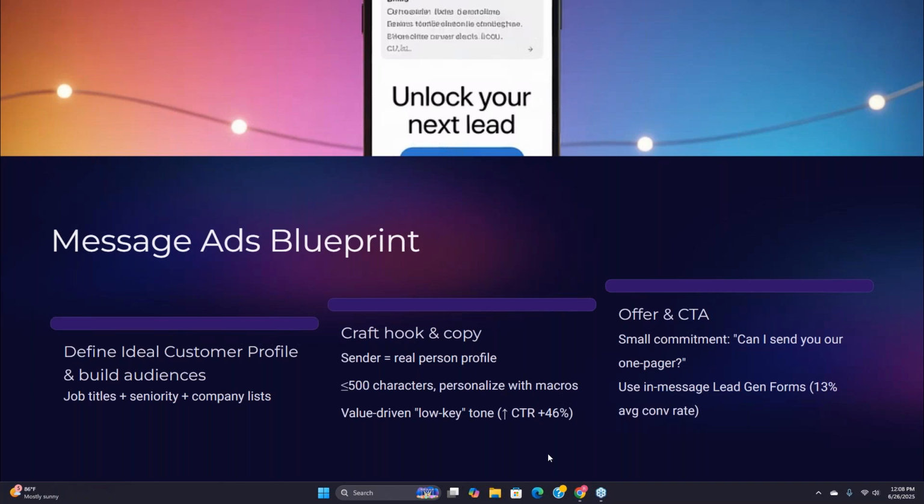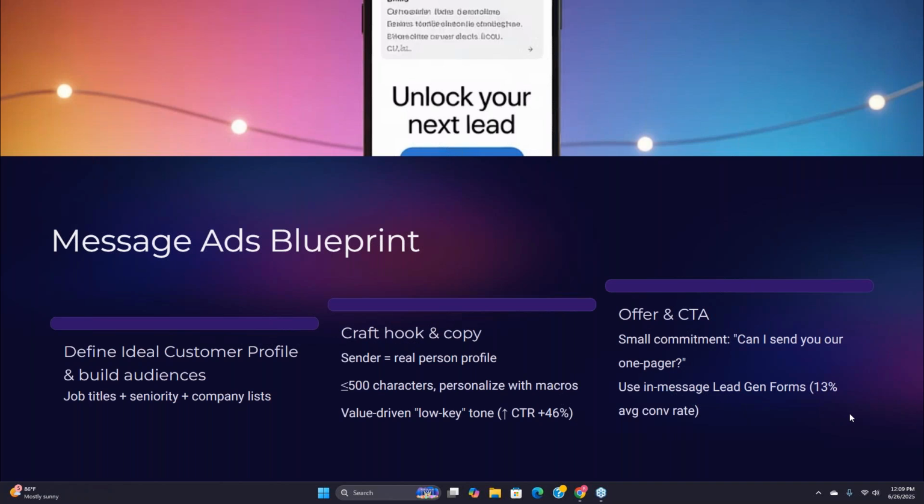Recipients cannot respond to these messages, so keep that in mind. It's not like you have to man your inbox on LinkedIn to keep responding. The only action they can take is clicks away from LinkedIn or clicks to open up the LinkedIn form, which is what we're going to talk about in the method that we use. You keep the character count low, you personalize it, and you use a value-driven, low-key tone, which typically results in a much higher CTR.